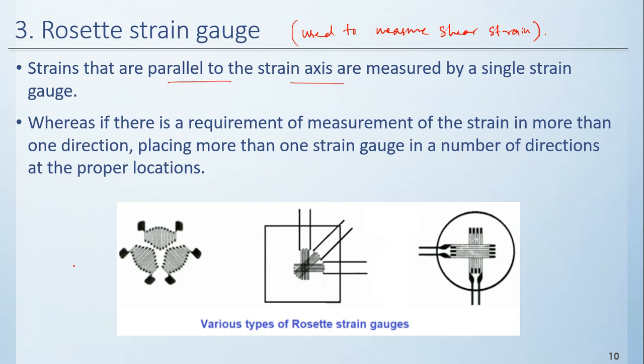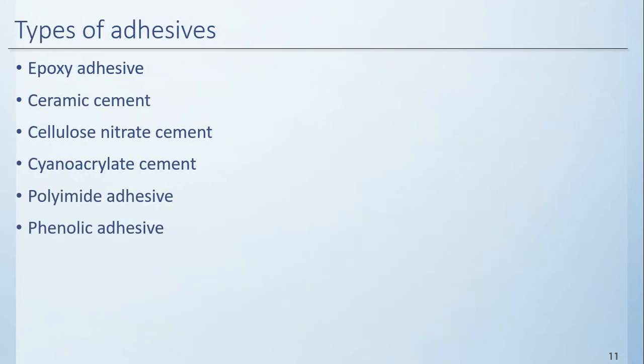Now, if required, you can place it in more than one direction, and you can detect the strain in more than one direction. Now, as I said, these wires will be placed over and adhered or cemented to the base plate.